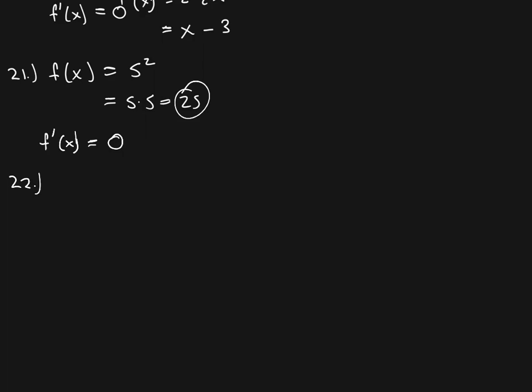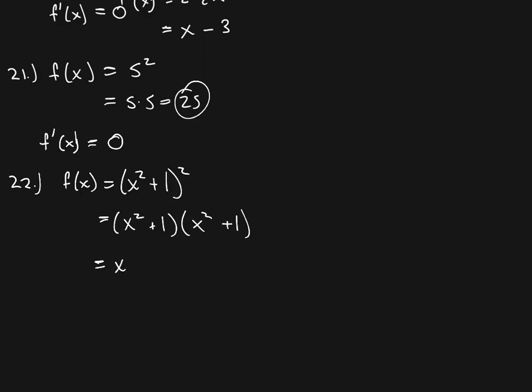Problem 22, we have that f of x is equal to (x squared plus 1) squared. The easiest thing to do here is to just multiply this out. So this is equal to (x squared plus 1) times (x squared plus 1). When we multiply this out, we get x squared times x squared, that becomes x to the 4th. Plus, we get 1 times x squared, so that's x squared. Then we get another 1 times another x squared, plus x squared. And then at the end, we get the 1 times the 1.